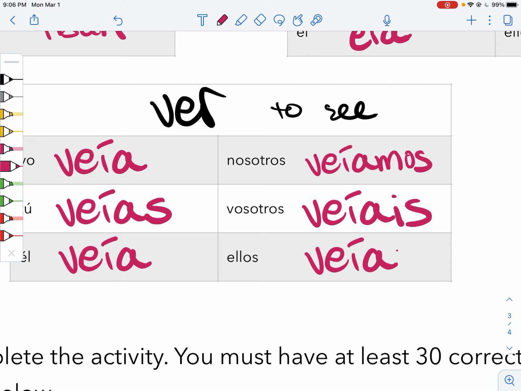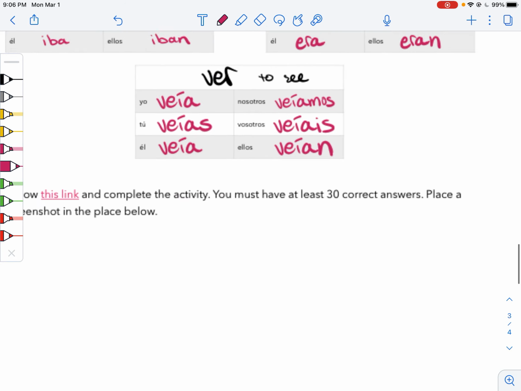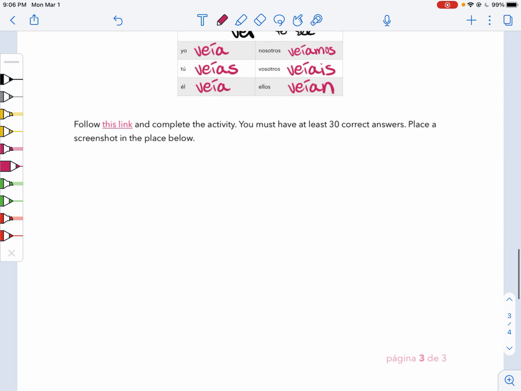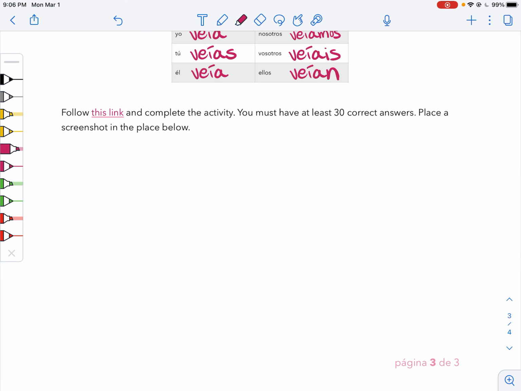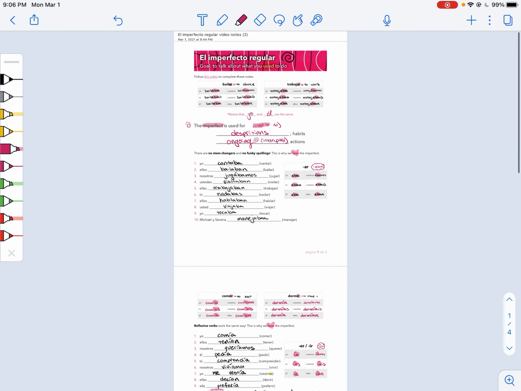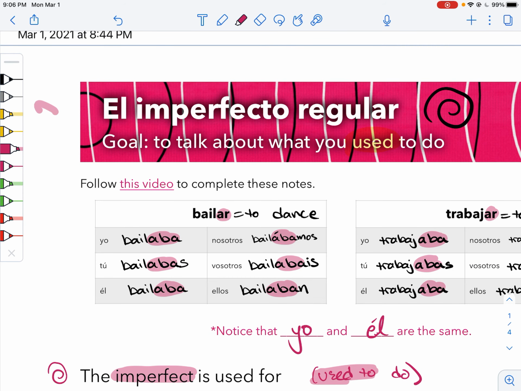Veíais, veían. Boom, done. Okay, to help you practice some more conjugations on your own, follow this link, practice, practice, practice. Have a great time, and remember, we love the imperfect.